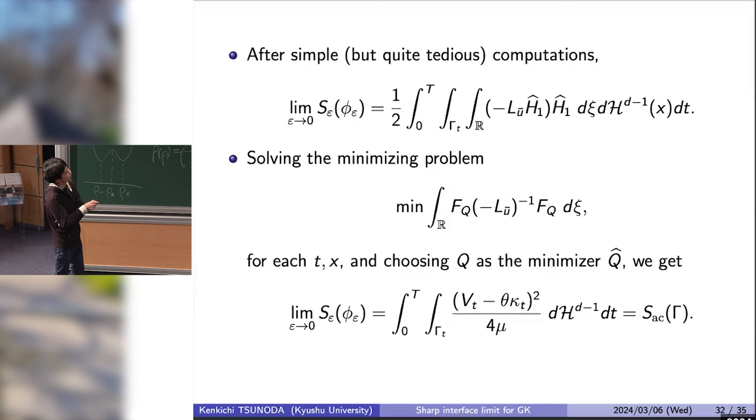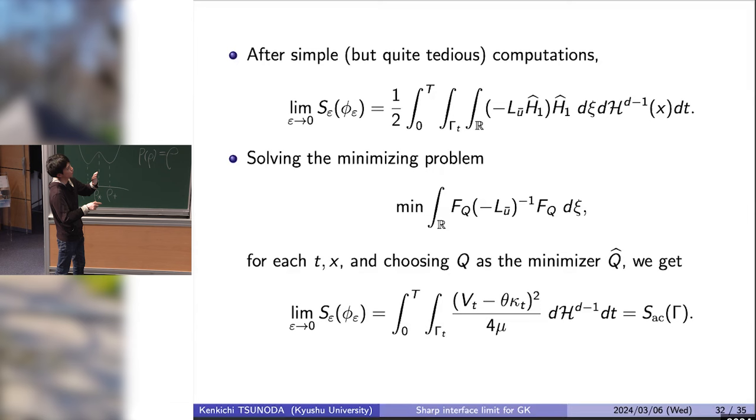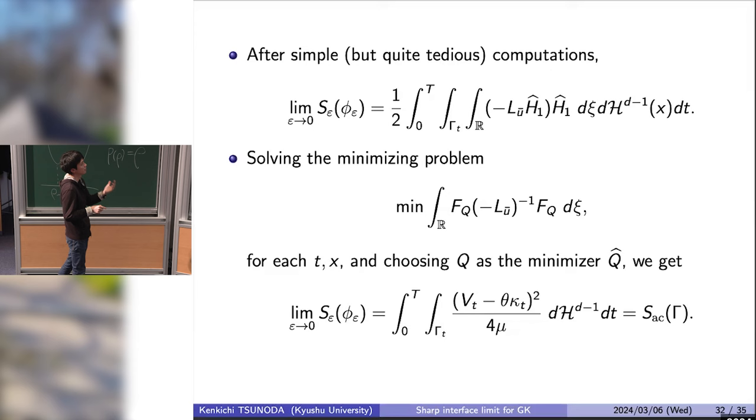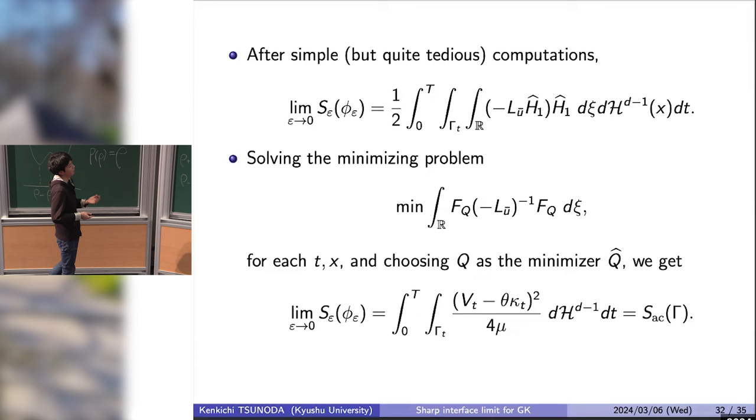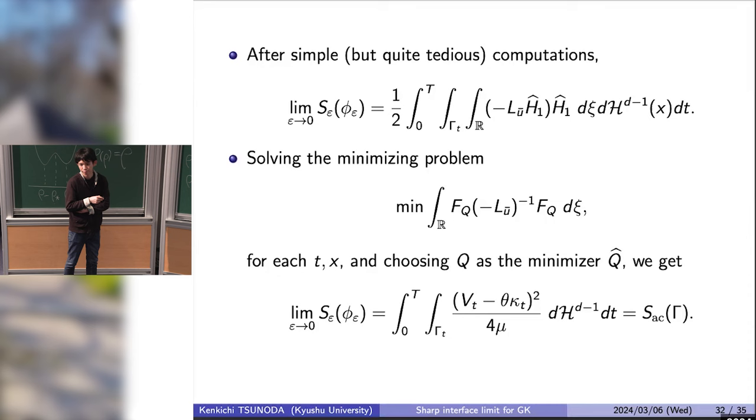The limit of the desired object is calculated like this for h q, and this. So we need to minimize in q. So we need to solve the minimizing problem like this. But this is quadratic in F Q. So we can obtain the minimizer by using the Lagrangian multiplier method. Then choosing the optimizer Q hat, we can reach the quadratic energy like this. This is a very brief sketch of our proof.